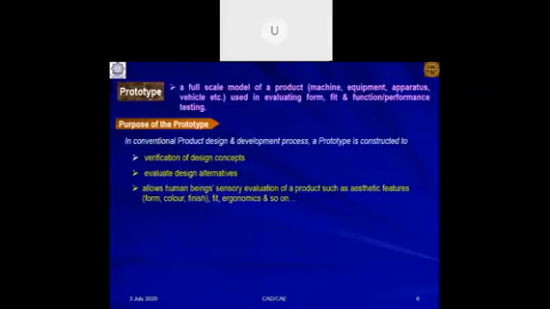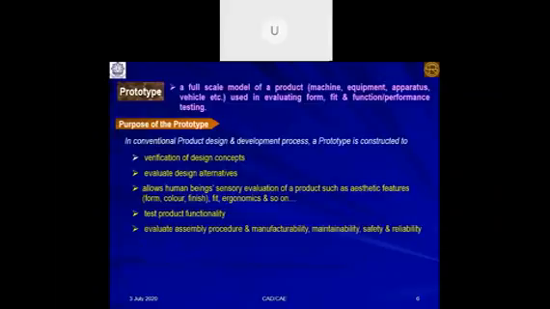For example, they can evaluate aesthetic features. Aesthetics consists of form, color, finish; all these things they can evaluate if your prototype is in front of you. The expert can also check its fit and its ergonomics. I have already explained what aesthetics and ergonomics are. So that is evaluated by the human sensory channel. A prototype is also used to test the product functionality, whether the product will perform as per your desired requirement or not. That you can check over the prototype.